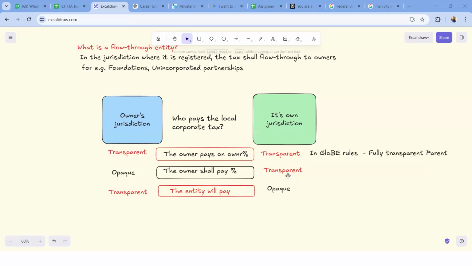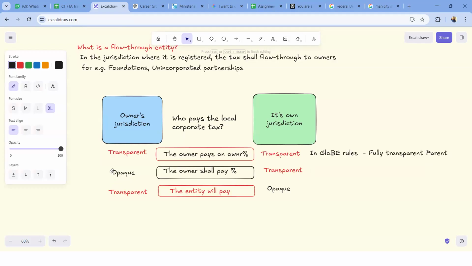M&E. Now, in such a scenario, would there be allocation from parent to subsidiary or parent to the flow through entity? Answer is yes, because corporate tax, who's paying? Owner is paying, not this entity. But the income, for GloBE purposes, would be here. So it makes sense that these taxes be shifted here.